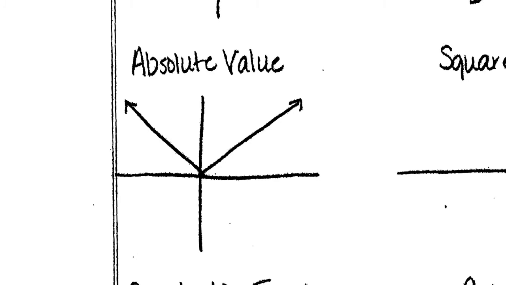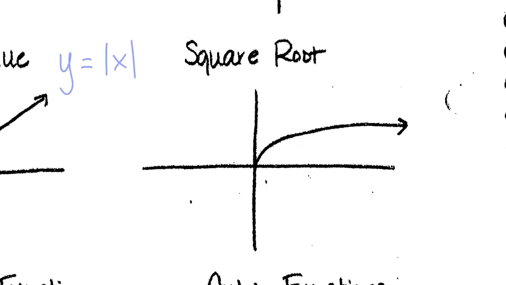Absolute value. This is going to be y equals the absolute value of x. We know that the absolute value looks like a v. You've seen this before, right? Do we need to write this? Is it in your notes in Canvas? Square root. We just did these. But just so you can see, y equals the square root of x.